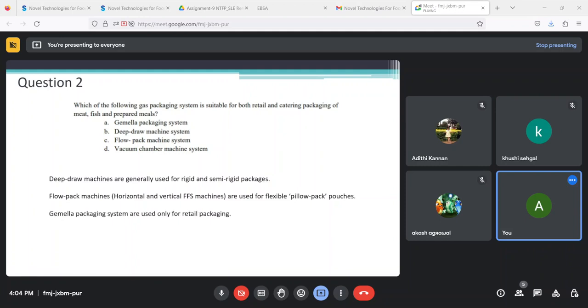And Gamela packaging is used only for retail packaging. It is again used for all these meats, fish, except poultry and all, but it is used only for retail packaging.